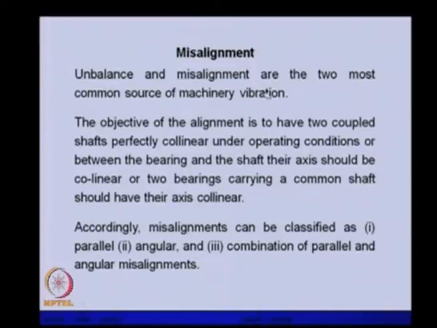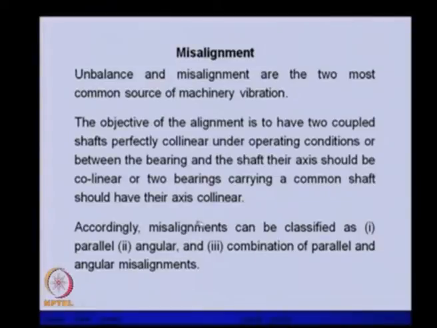vibration in the machinery. The objective of the alignment is to have two coupled shafts perfectly collinear under operating condition, or between the bearing and the shaft their axis should be collinear, or the two bearings carrying a common shaft should have their axis collinear. So these are the conditions of perfect alignment, but if it deviates then we will be having misalignment in the system, in the rotating components.